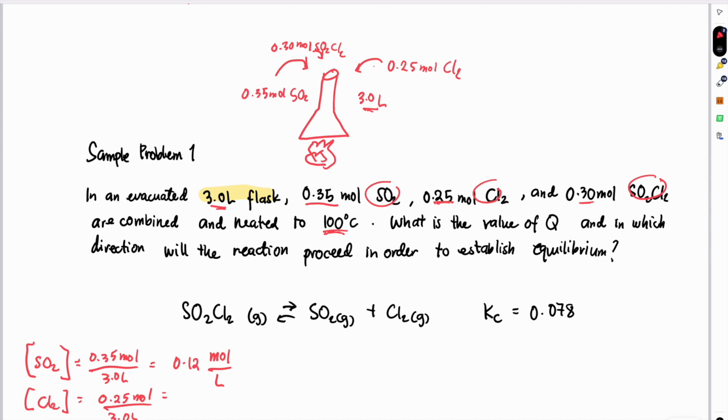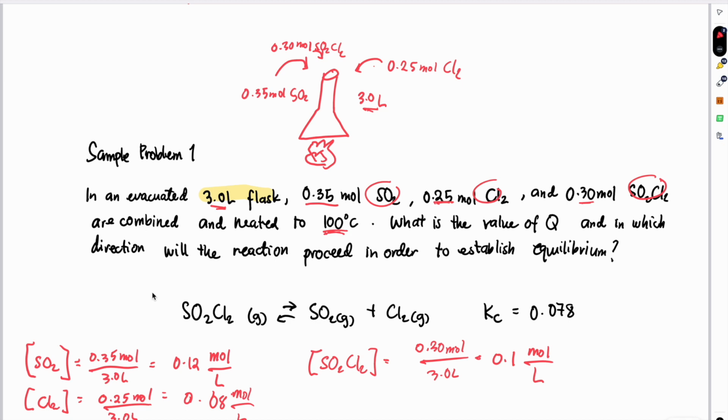0.25 over 3. This is 0.08, mole per liter. And then we also have what? SO2Cl2. So this is 0.30 mole over 3.0 liters, or 0.1 mole per liter.